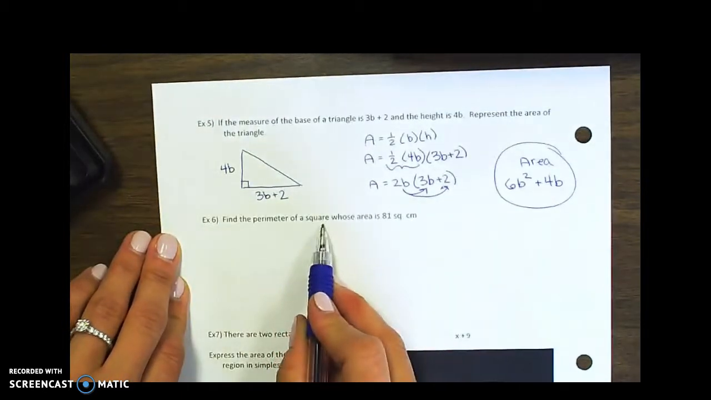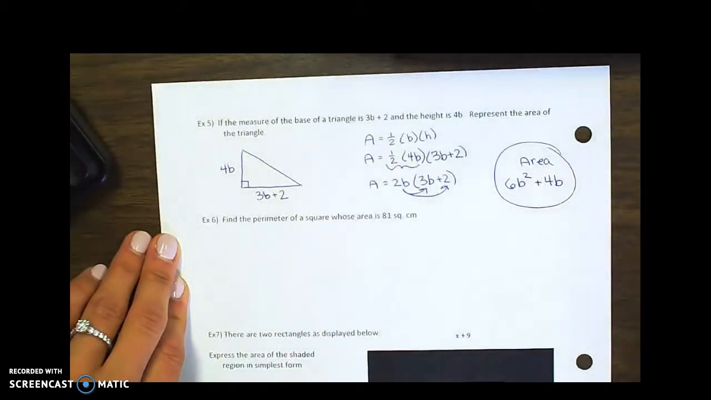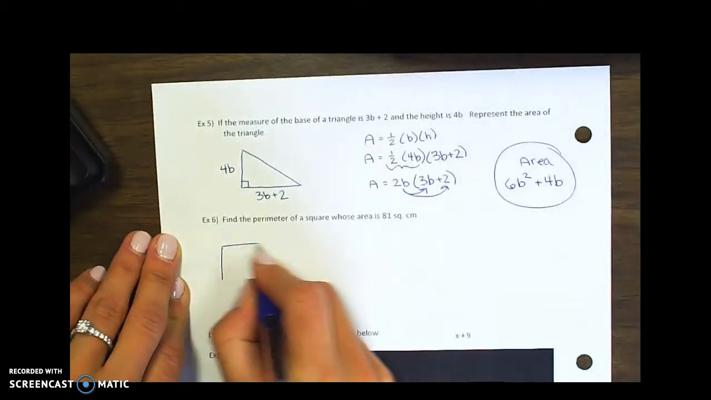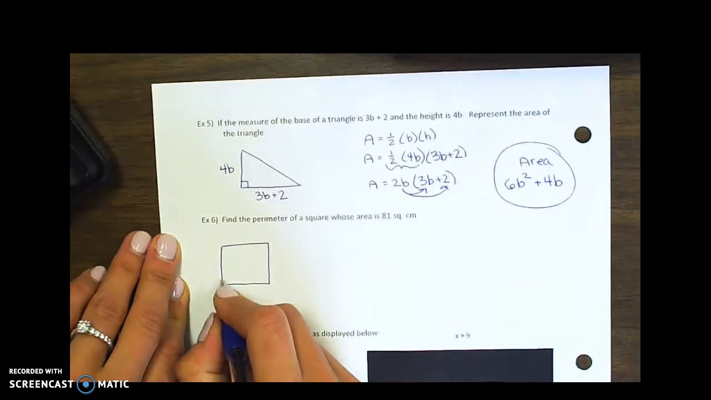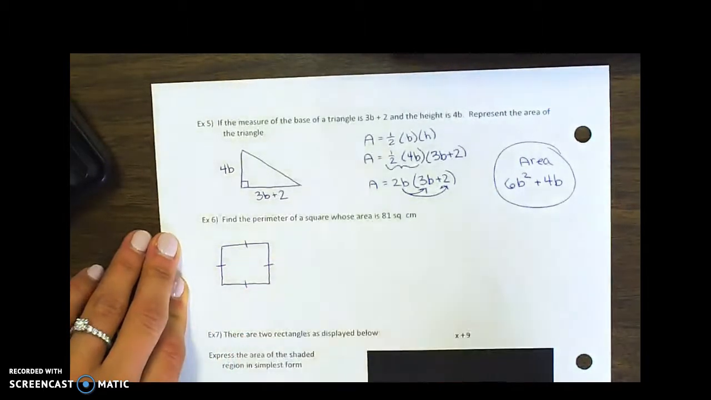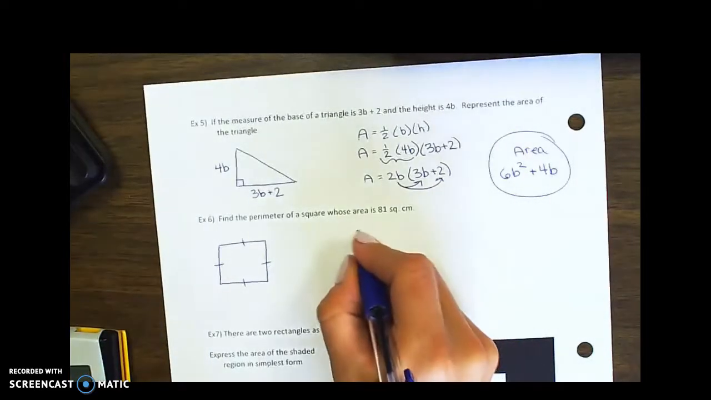Okay, next up, number 6. Find the perimeter of a square whose area is 81 centimeters squared. So we're going to start by drawing the shape. It is a square. So what do we know about a square? All the sides are equal. So they want us to find the perimeter.